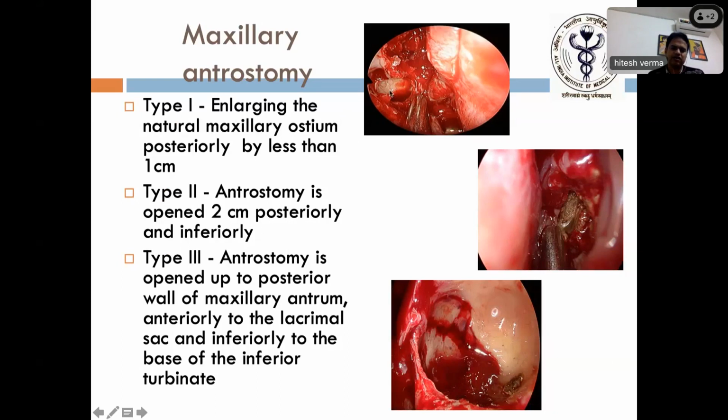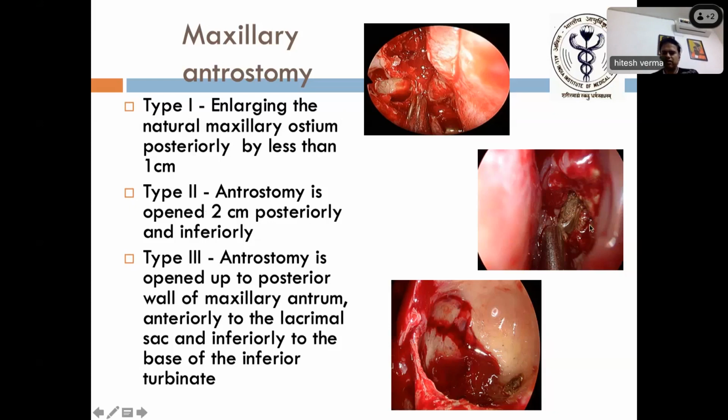This is done primarily for diagnostic purposes, for example, if there is minimal thickness of the maxillary sinus disease, or if you want to see what is happening inside the maxillary sinus, then type 1 is done. In type 2, the antrostomy is opened 2 centimeters posteriorly, and a larger opening is created, like in the case when polyposis is seen, to improve the drainage of the maxillary sinus.